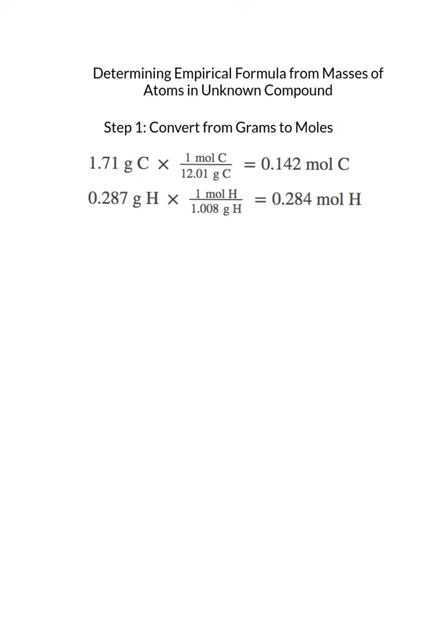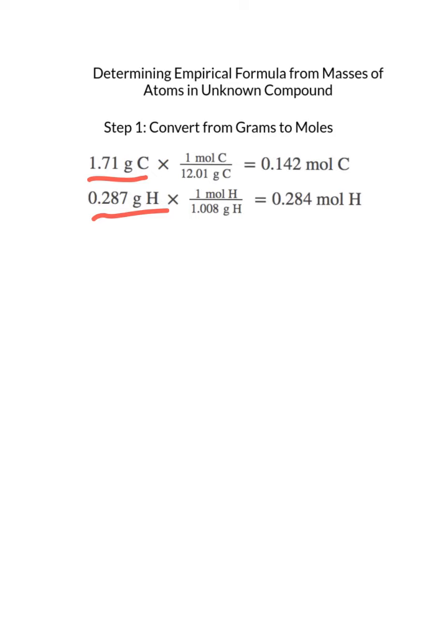For example, we'll say that we have, from our experimental analysis, found that our compound containing carbon and hydrogen has 1.71 grams of carbon and 0.287 grams of hydrogen. So all that we're doing here is using dimensional analysis in order to calculate the number of moles of each substance.